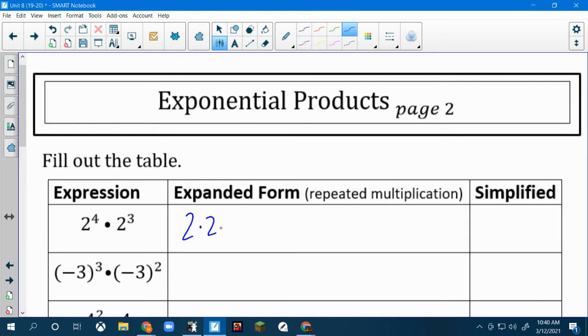2 times 2 times 2 times 2. Okay, this is called repeated multiplication. And then I'm going to multiply that by 2 to the 3rd power, which is 2 times 2 times 2, 3 2's. If I were to simplify that, I would say, well, how many total 2's do I have? And I can count them up. 1, 2, 3, 4, 5, 6, 7. There are 7 2's. So simplified, this is going to be 2 to the 7th power.